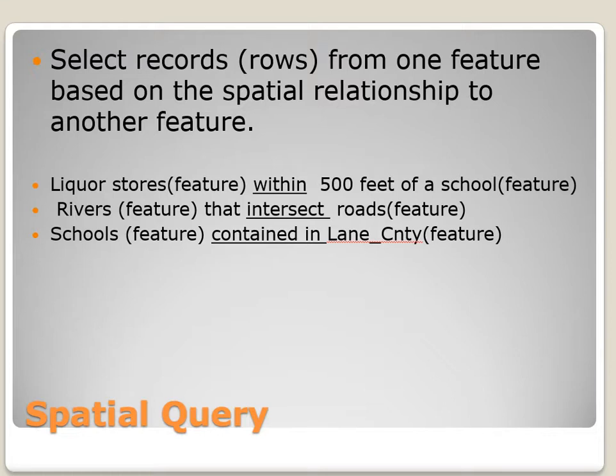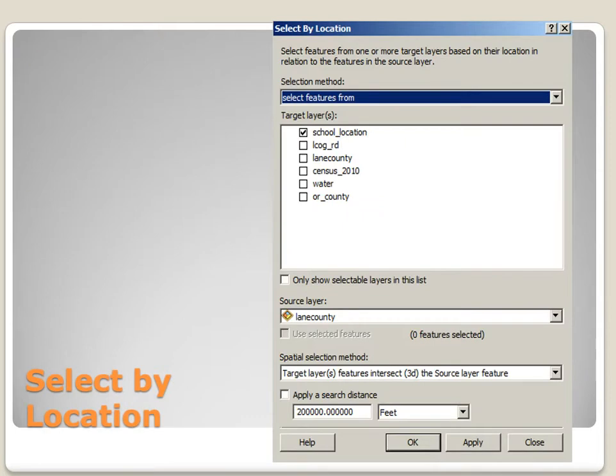my other feature. So select by location, you still access that from the top toolbar menu using a select, and then I want to select features from, let's say, the school location, and then those that are in Lane County, and then I can put in my distance. So lots of options here.